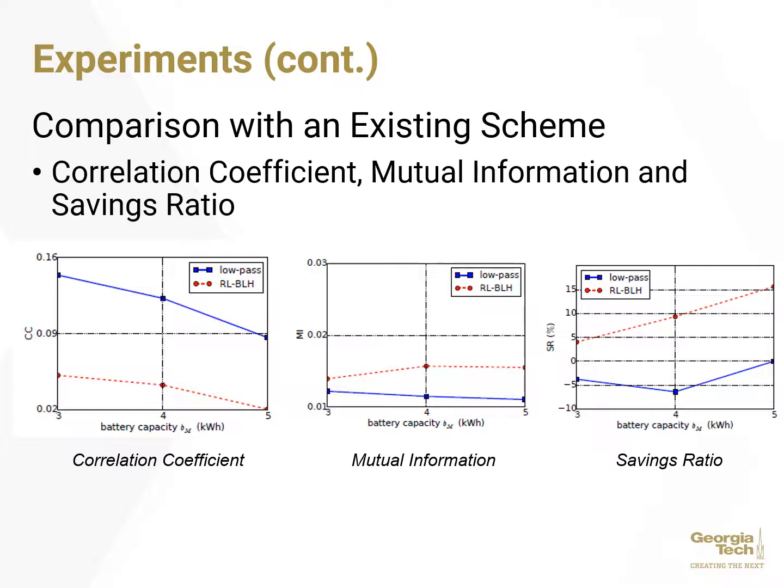We can observe from the figure below that reinforcement learning BLH is indeed better in hiding the low-frequency shape than the low-pass scheme by an order of magnitude in the correlation coefficient. The mutual information for reinforcement learning BLH is slightly higher than that of the low-pass scheme. The reinforcement learning BLH can achieve more cost savings by increasing the battery capacity.